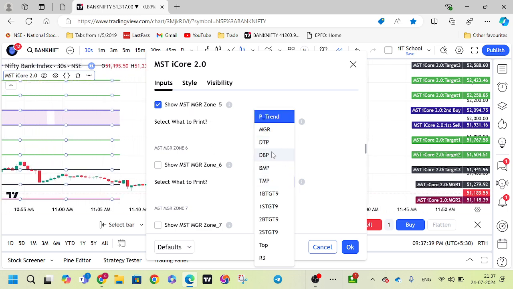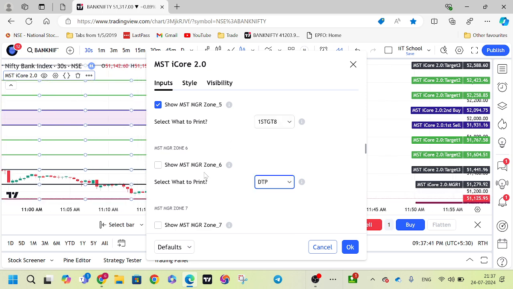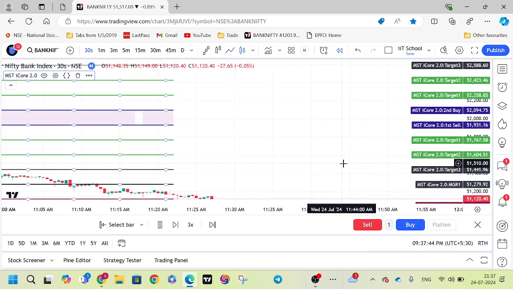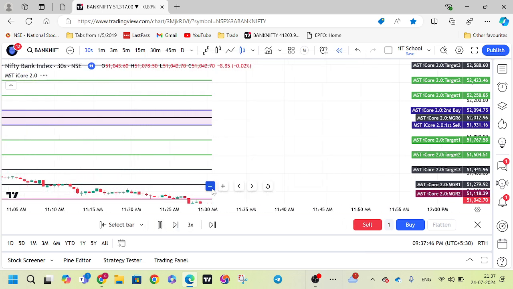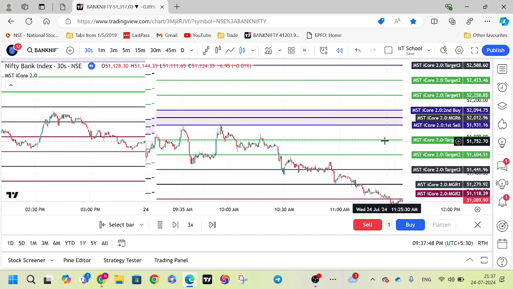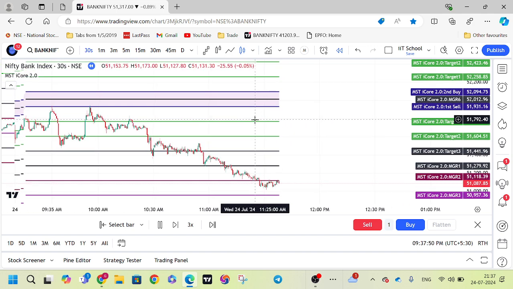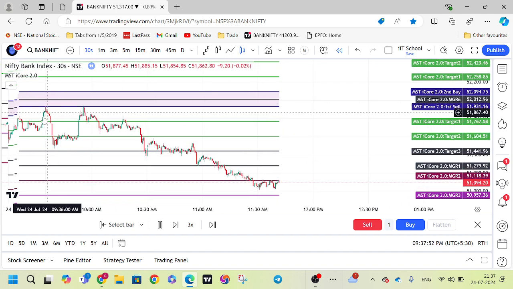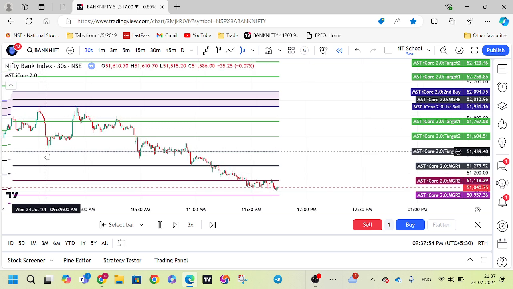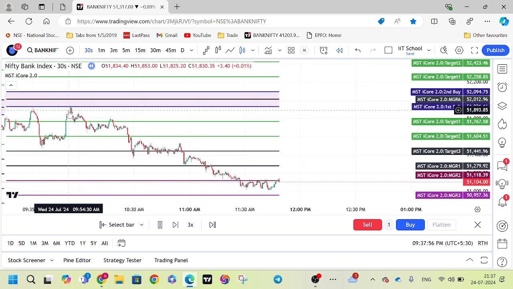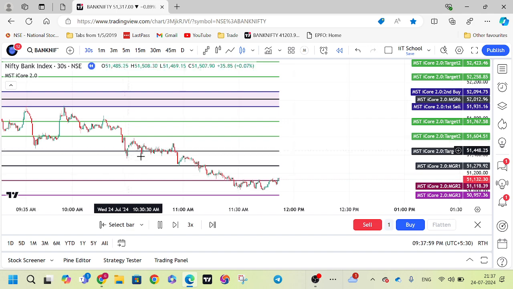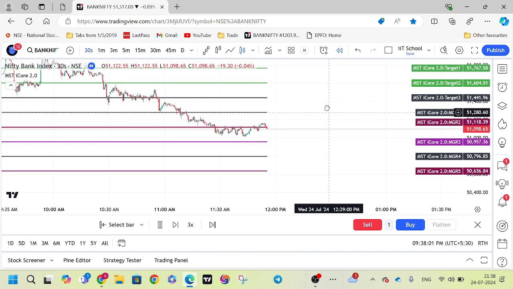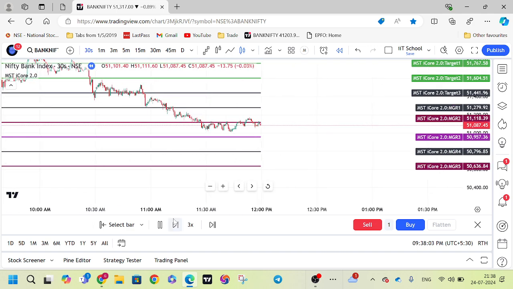Here I will enable DTP also, that is the top midpoint. So now you can see what has happened. See here, I have kept it in 30 seconds. So it is clearly showing you, first we got sell activated, almost 3 targets hit, again sell activated, first target, second target, third target, fourth target, fifth target, and sixth target is going to touch now.